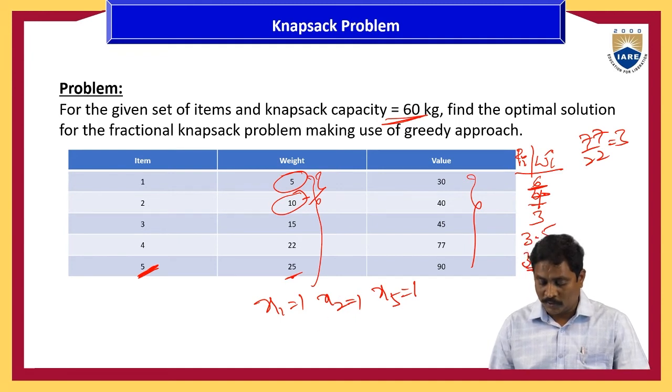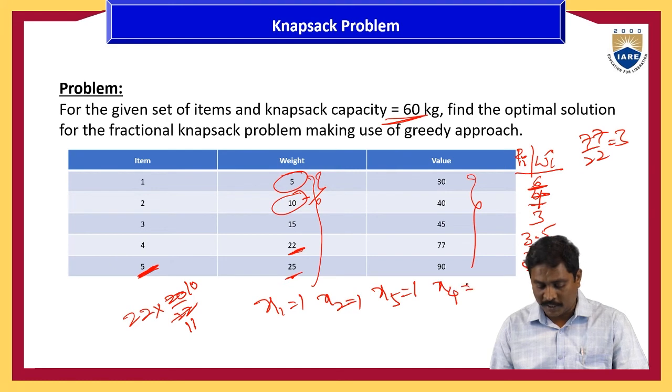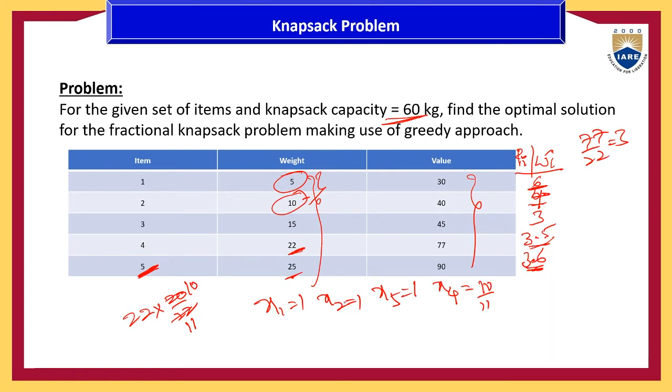20. Next to insert is 22. From this 22 we take only 20. So 20 by 22, which is 10 by 11. So this value is x4. The x4 value is 10 by 11. Remaining is x3. For x3 there is no chance to insert that one. x3 equal to 0. Now find the maximum profit value.